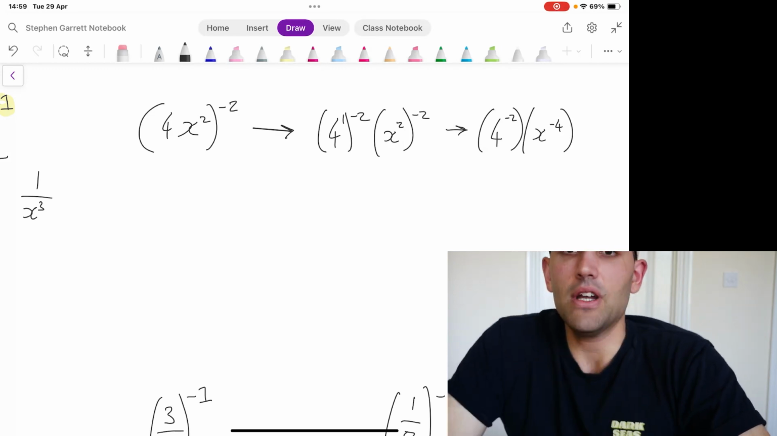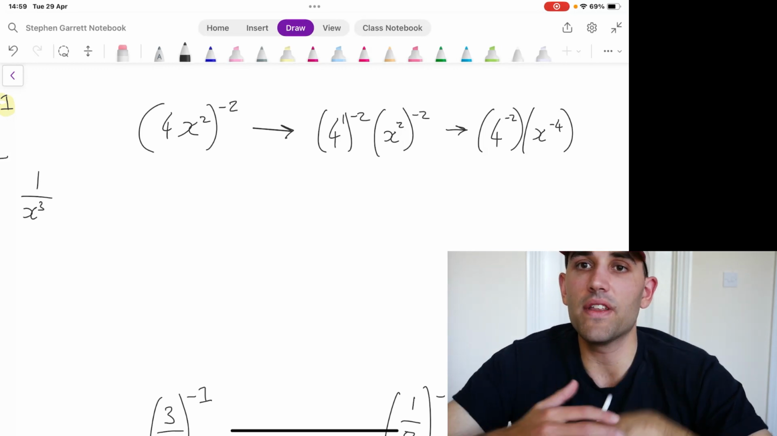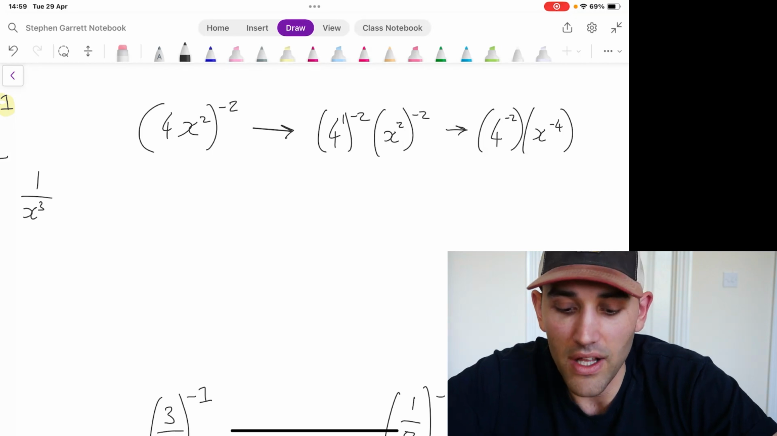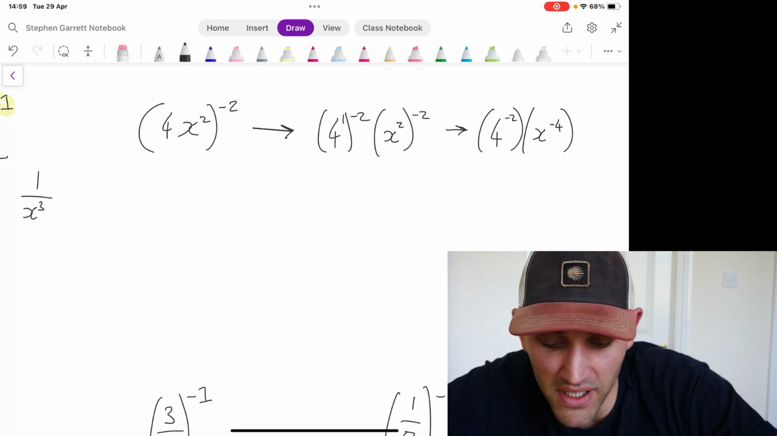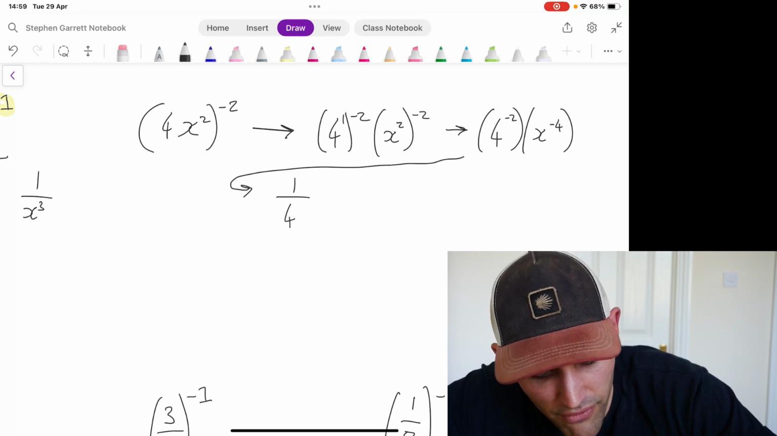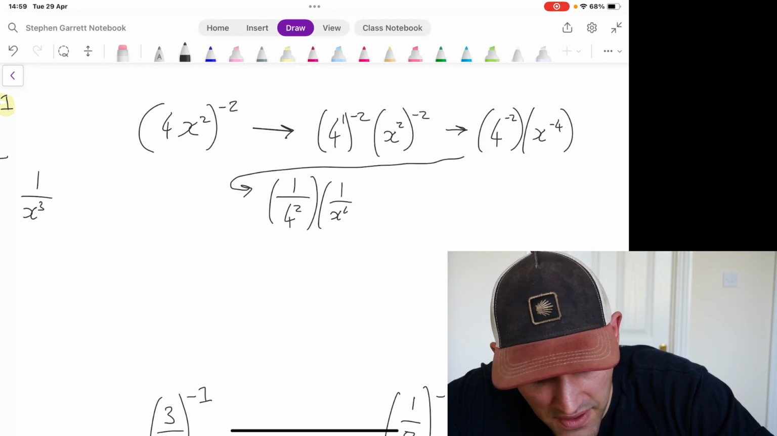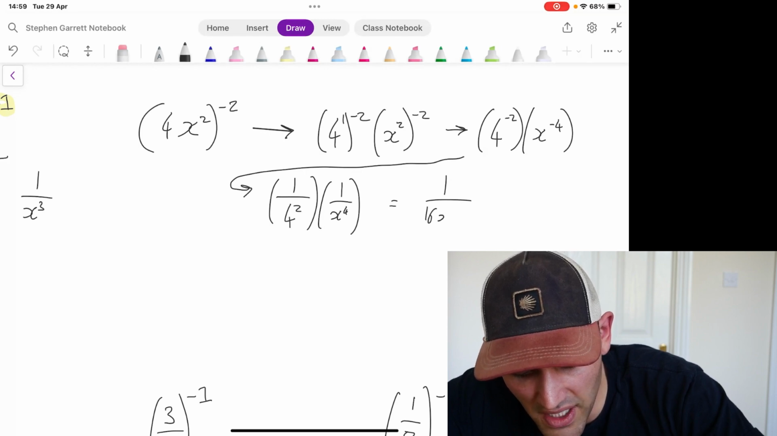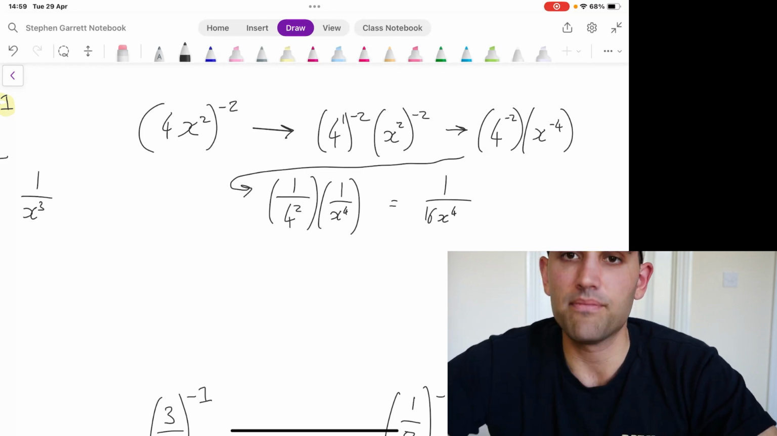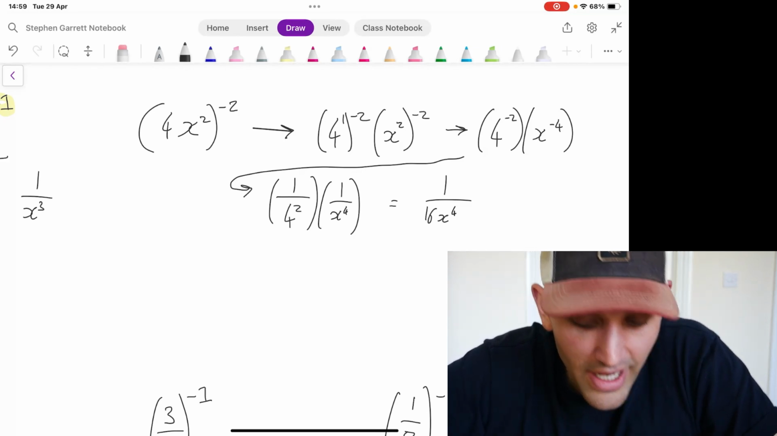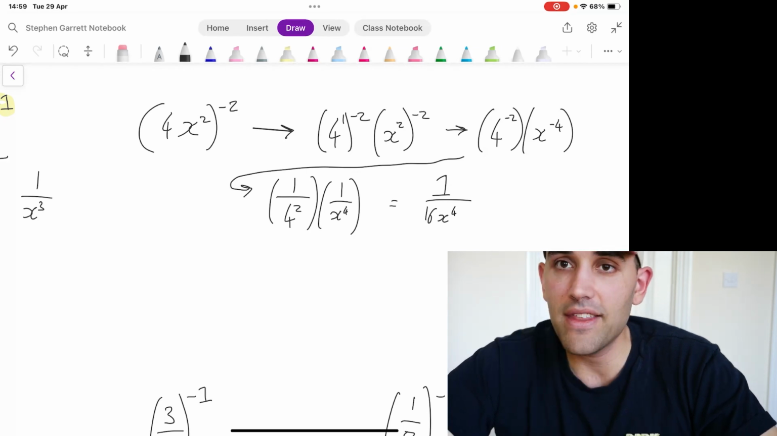Now we can use the rule to simplify this. So I know if there's a negative power, that's the same as 1 over that number with the index positive. So I can rewrite that one. I'm going to go right here. I'm going to say that's 1 over 4 squared multiplied by 1 over x to the power of 4. Okay, so then my last answer is just 1 over 16x to the 4. Okay, so we apply the power to both parts, we use the 1 over rule, and we have something neat emerging at the end.